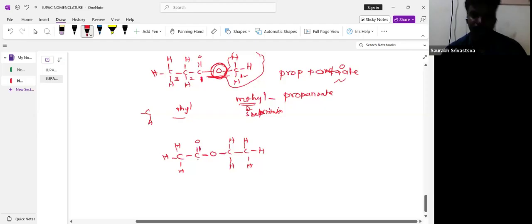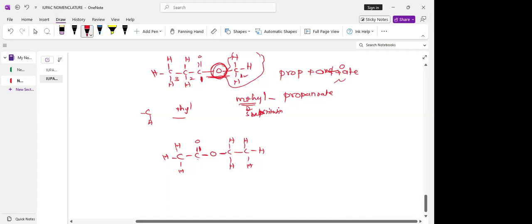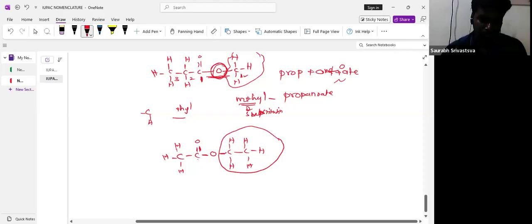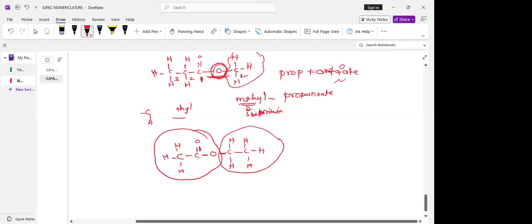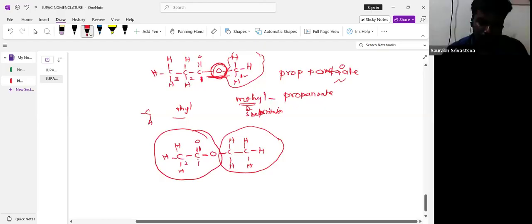Okay. Now here you are going to write the number. This part is separate, and this part becomes separate. Okay, two separate parts. Here you are going to write the numbers 1 and 2. Again you are going to write the numbers 1 and 2.